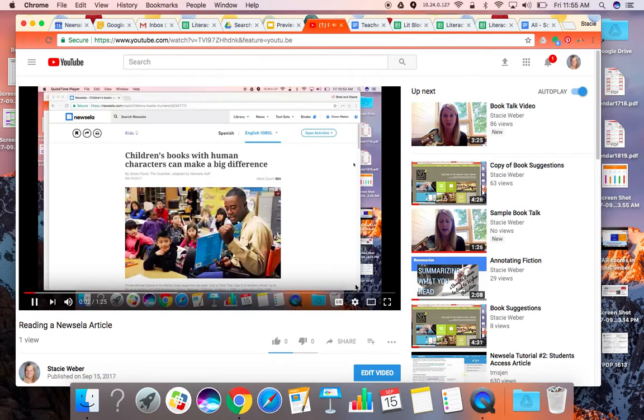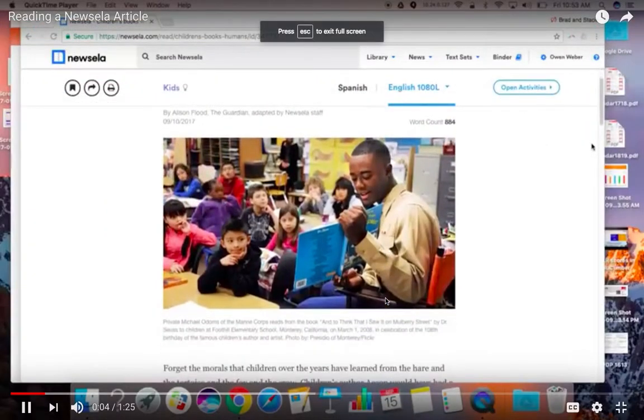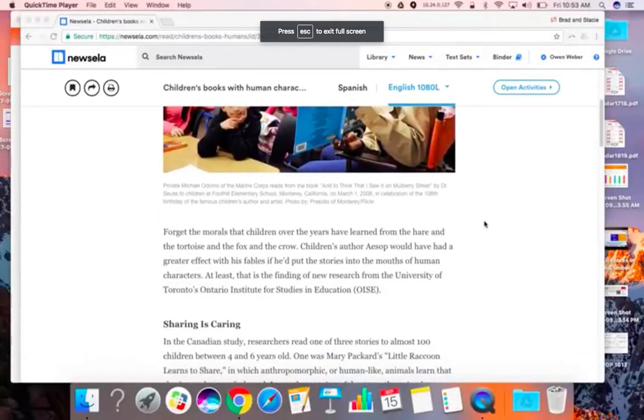Here's an example of how I read a Newsela article. After I preview, I start to read. And remember, I'm going to try to stay focused, make sure I understand each section before moving on, slow down, and reread. But the other thing we should do is annotate. Did you know that on average, students perform nearly 1 letter grade better on quizzes when they annotate? So it's really important for your understanding.